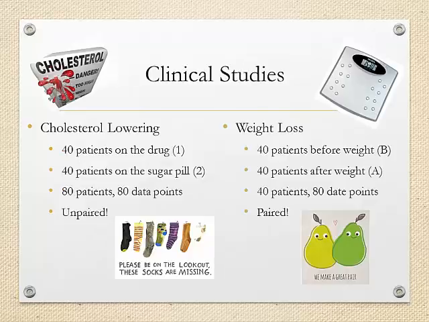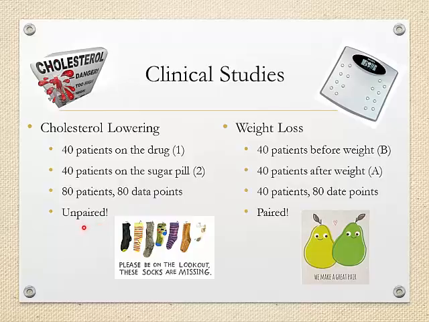Let's talk about some examples. I'm going to go ahead and use two clinical studies. In the first study, we're looking at a cholesterol lowering drug. In this case, we're going to have 40 patients on the drug and call that 1. We're going to have 40 patients on a sugar pill and call that 2. So this sugar pill is going to be sort of like our control. We're going to see what happens to the cholesterol when there isn't any drug involved. As a result, we're going to end up with 80 patients and 80 data points.